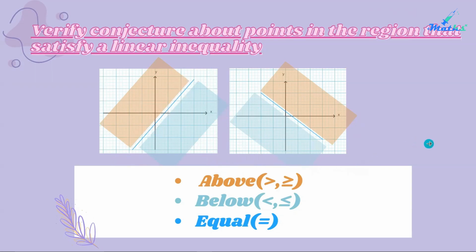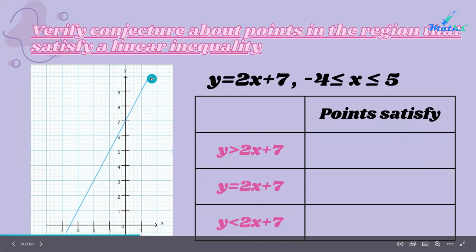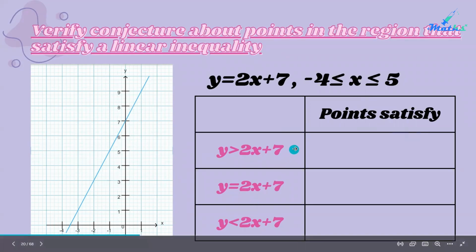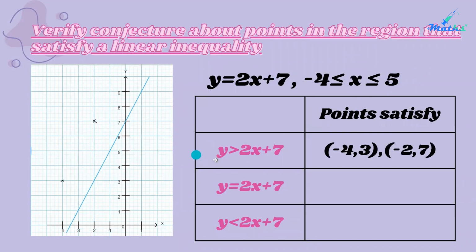Okay, this is an example. The line is y equals 2x plus 7. This is the blue line. We need to find the points that satisfy more than, equal to, or less than. First we need to find the more than. This is the point I use. You can use any point that is above the line.